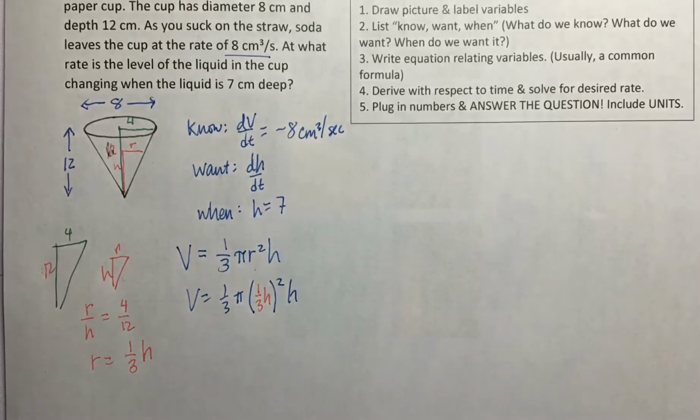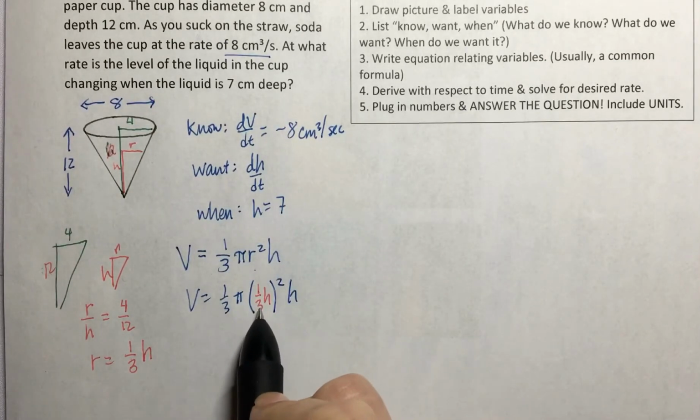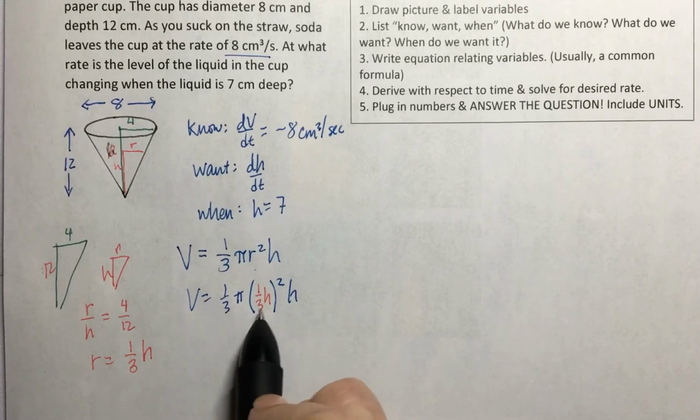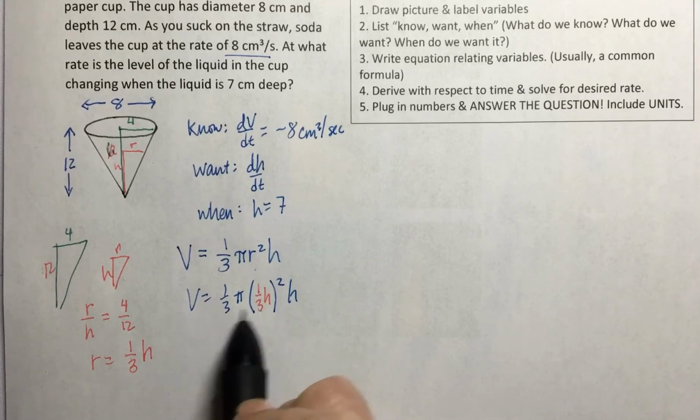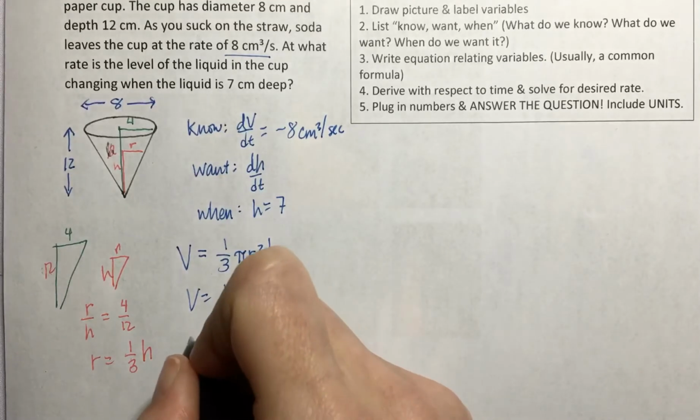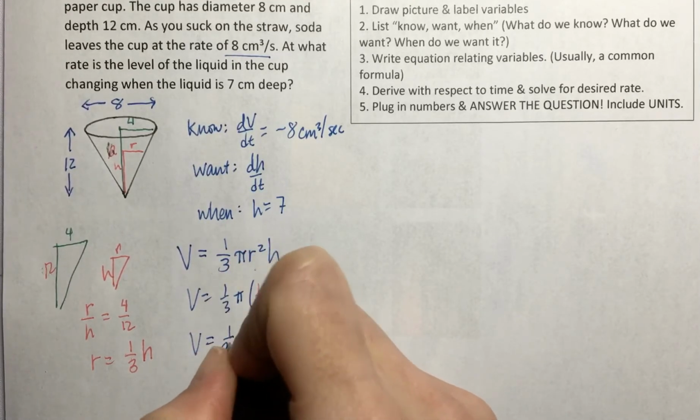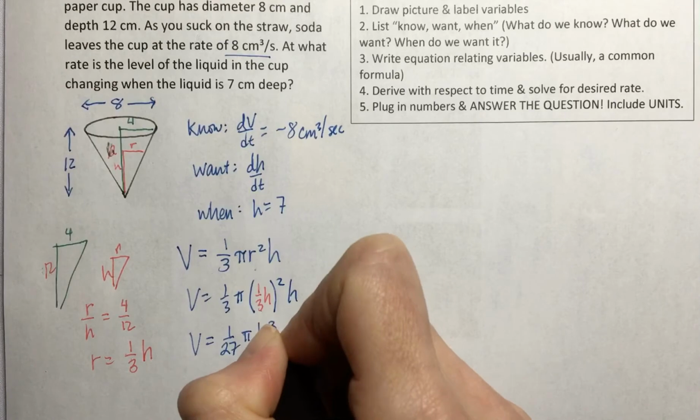Squared times the height. So cleaning this up, I have, being careful, 1/3, we have to square that too. It's 1, so we get 1/9 times a third is a 27th. So we have 1/27th pi h cubed.